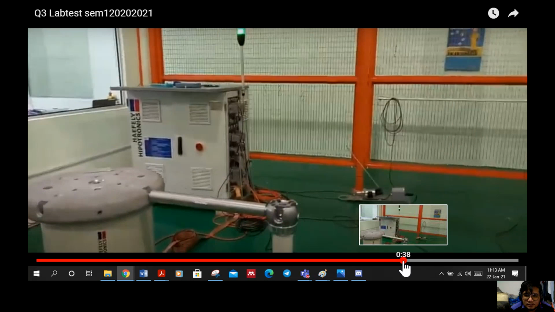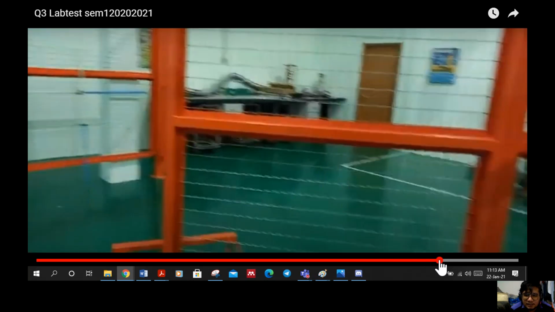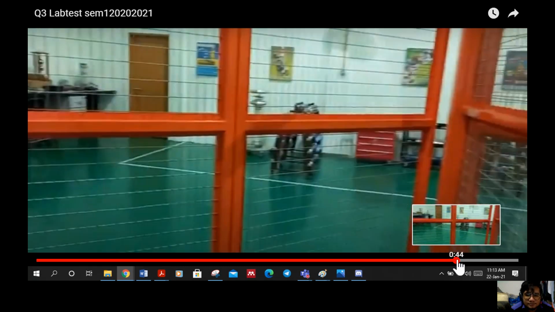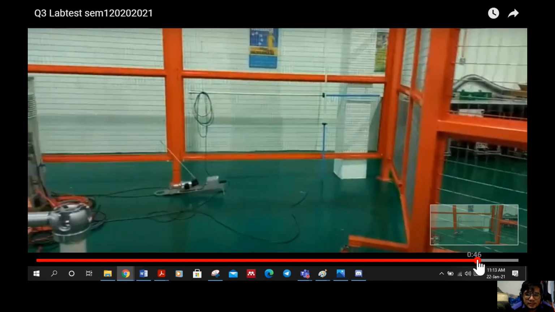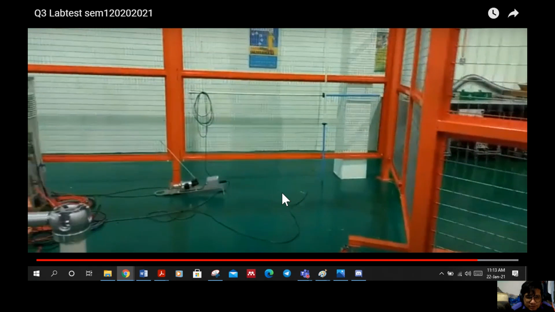Okay, for the battery. So this caging is to prevent outside people from coming into the field testing. Okay, so be aware this is high voltage, so you must follow the safety precautions strictly. Okay.